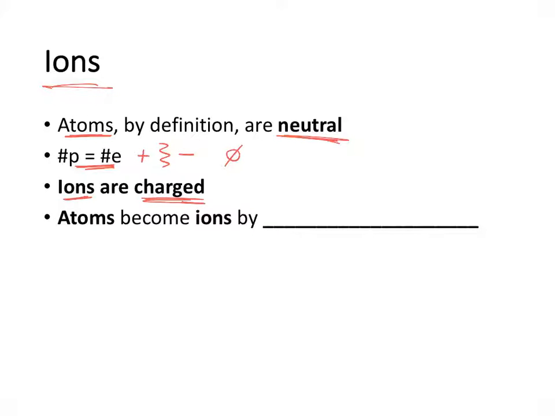Now, there are two ways to alter the charge. I could change the protons because protons have charges, or I could change the electrons because electrons have charges. When you turn an atom into an ion, you must be changing the number of electrons. You cannot change the number of protons because that will change the element that it is. I don't want to change its identity, I just want to change its charge. So it's got to be electrons.